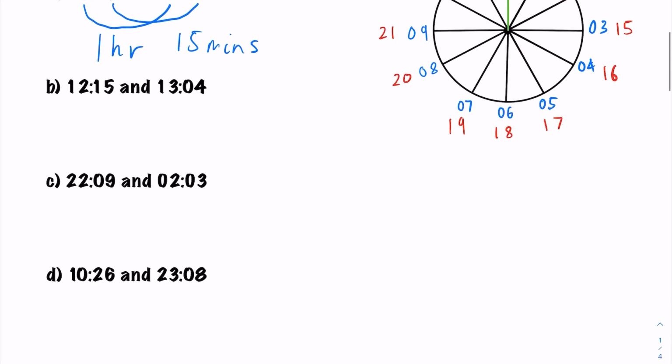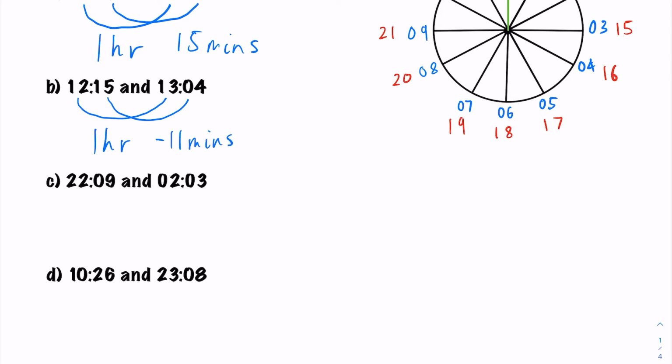Okay, using the exact same idea. So from 12:15 to 1:04 p.m. or 13:04, what we have to do for this one is say, well, the difference from 12 to 13 would be 1 hour. However, what you've got here is a negative change. So going from 15 to 4, you've got minus 11 minutes.